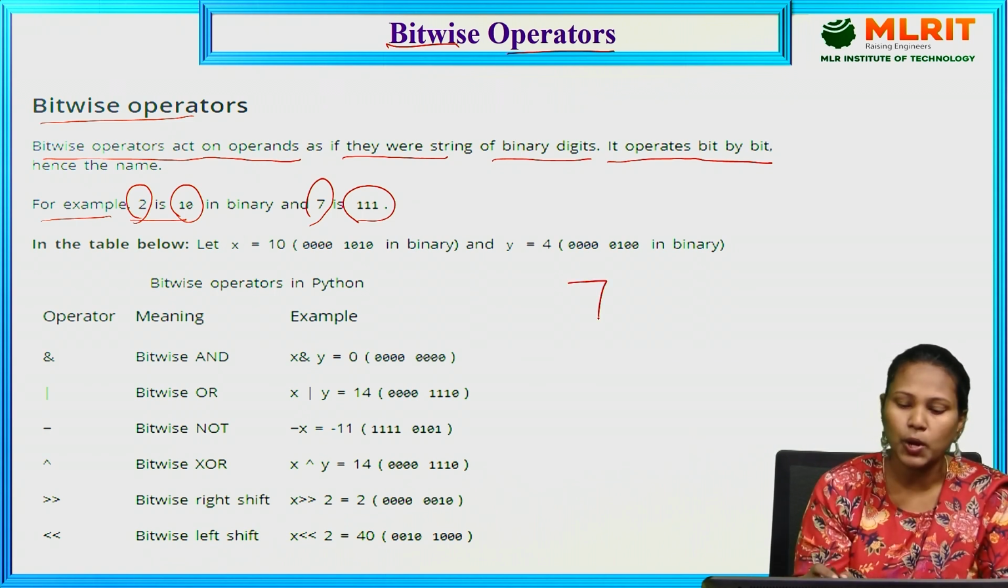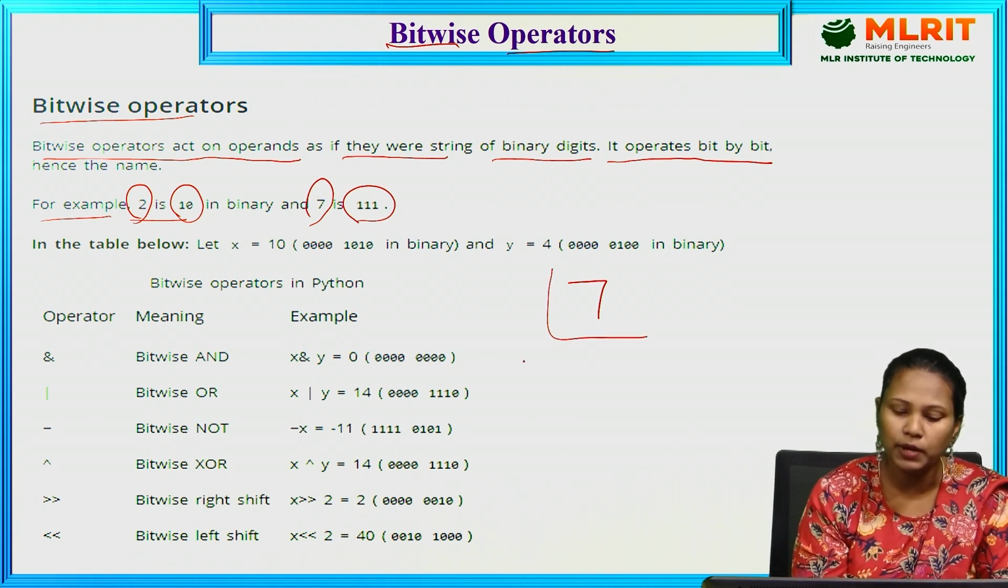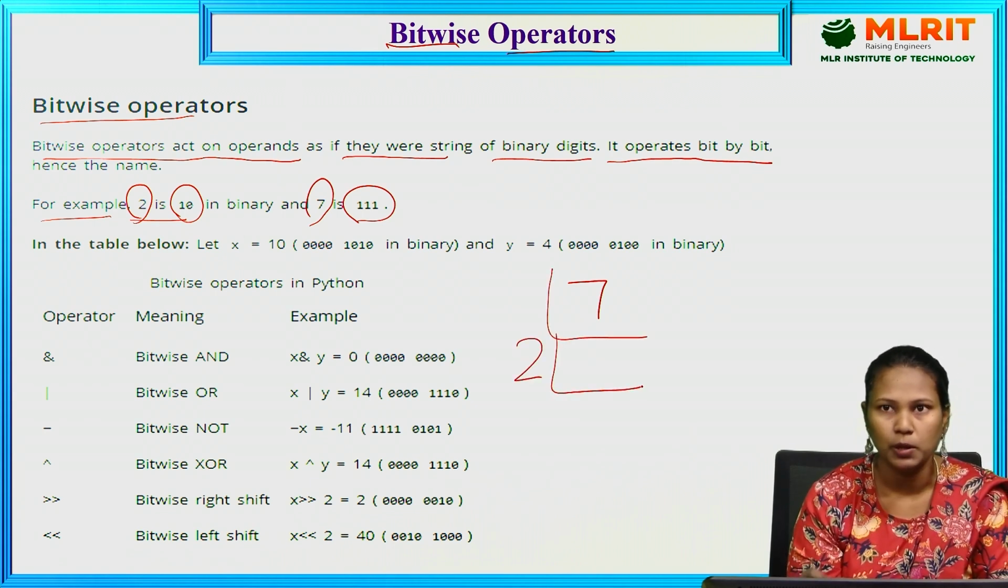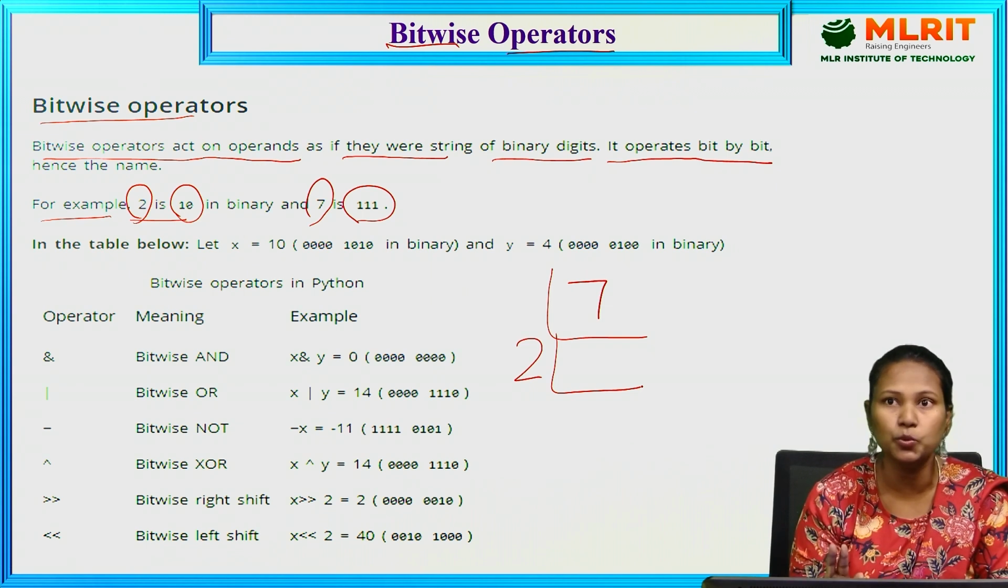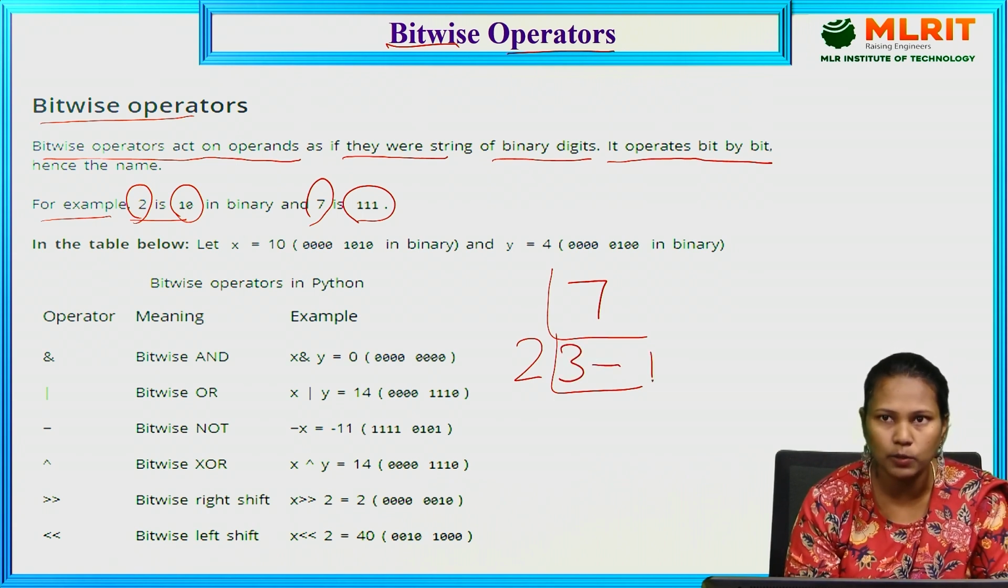I want to convert the decimal number into a binary number. Here we have to divide 7 by 2, because binary contains only 2 values. That's why we are dividing by 2 only. 7 divided by 2 is 3 times, and the remainder is 1.